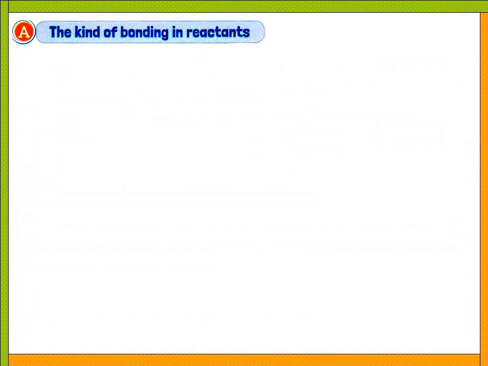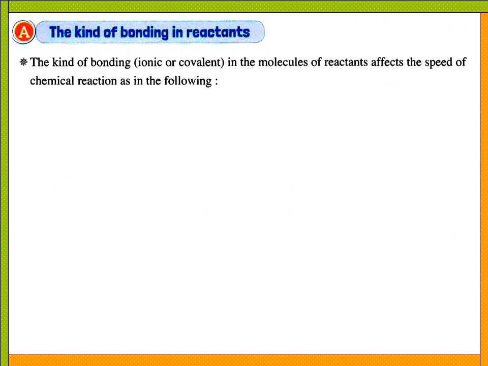We have the kind of bond in the reactant. We have two kinds of bond that we discussed before, the ionic and covalent. Which one do you think will be fast and which will be slow?